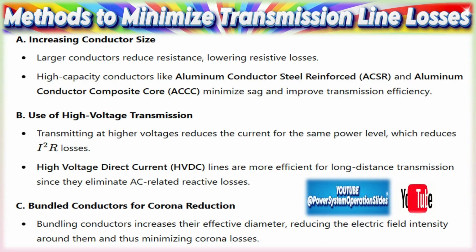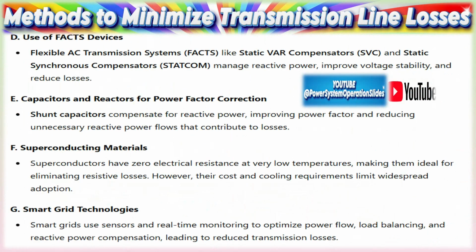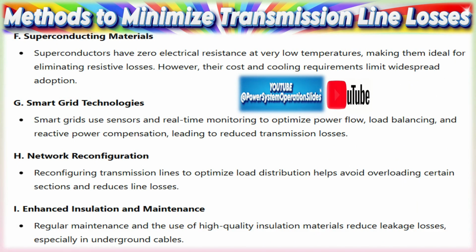Superconductors have zero electrical resistance at very low temperatures, making them ideal for long-distance transmission. However, their high cost and the need for cooling limit their widespread use. Smart grid technology is another important tool for reducing losses. Smart grids use sensors and real-time monitoring to optimize power flow, load balancing, and reactive power compensation. This leads to more efficient transmission and lower overall losses.